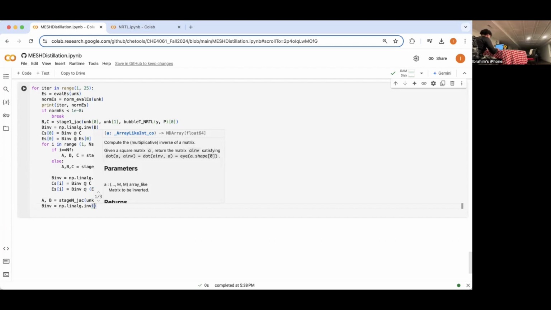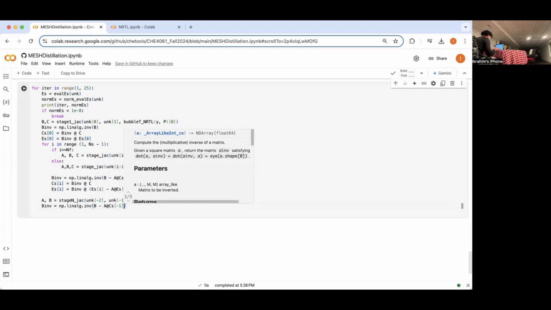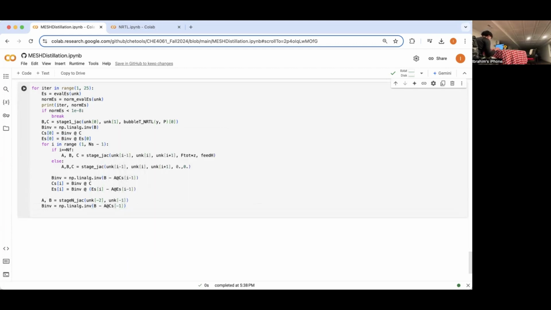B inverse dot linalg.solve. And then our b is going to be subtracted by our a using a matrix multiplier, cs minus 1. So I believe it is the same here, except we're using our c's this time. B minus a matrix multiplier, cs. Okay, good. Let's move on from there.